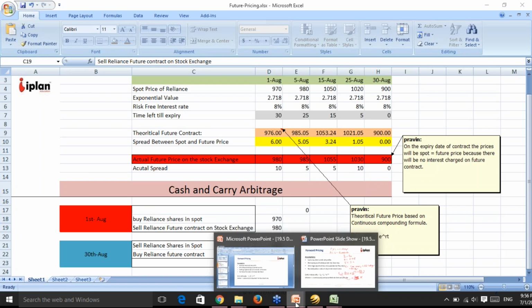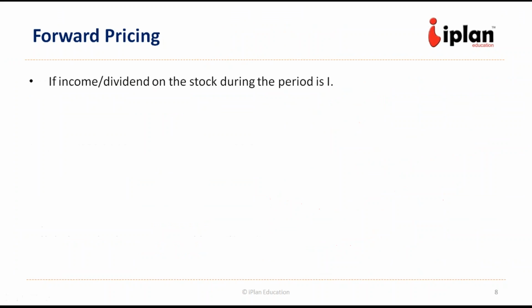Let's take an easy example. Why do we do hedging?